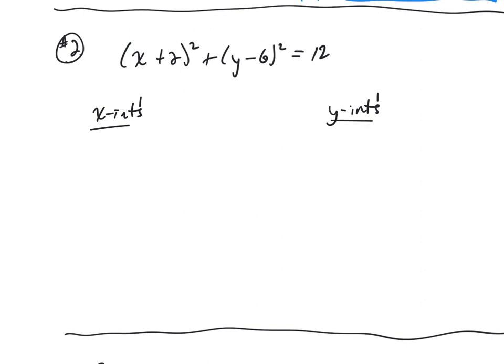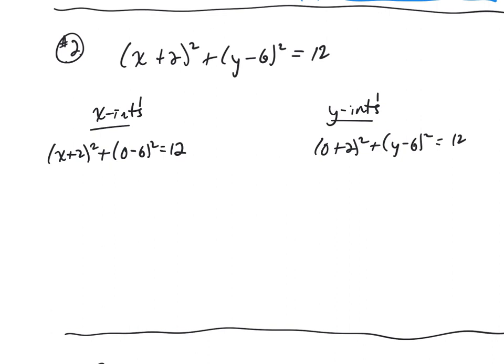Okay, when we have a curve that passes through the x-axis, that means the y's are going to be equal to 0. So what we do is replace the y with 0 in our equation. And when we find y-intercepts, we replace x with 0. And then we're able to solve for y. Okay, so let me do the solving for you guys.